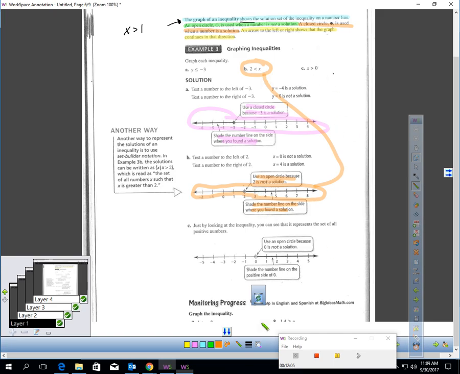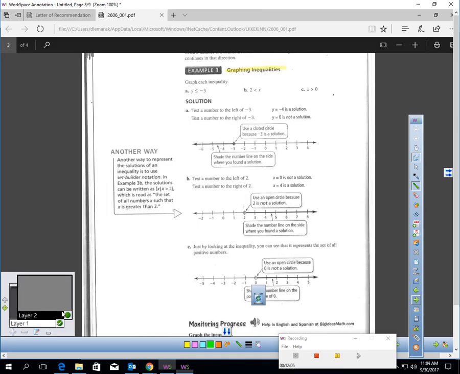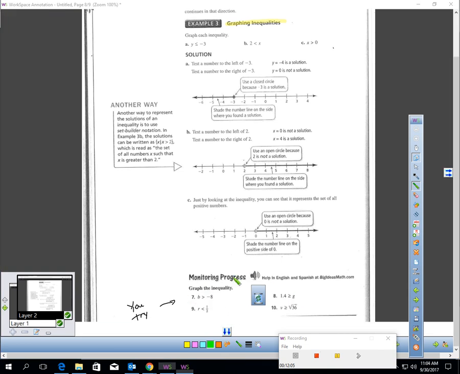And then finally, x greater than 0. So we have an open circle at 0, and we're shading right of that. You can see an arrow shading right. What I need you to do right now is I would like you to actually try these real quick. Try these.